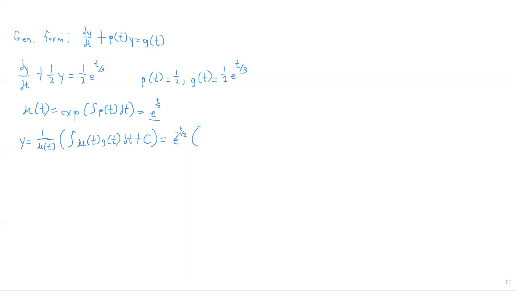And mu of t times g of t, so 1/2 e to the t over 2 times e to the t over 3. So 1/2 plus 1/3, that's 5/6 t, e to the 5t over 6, dt, plus c.